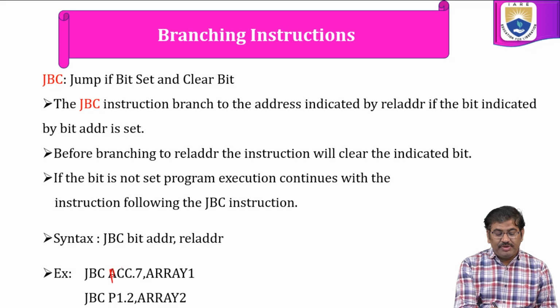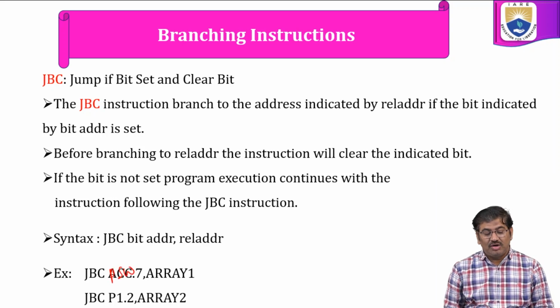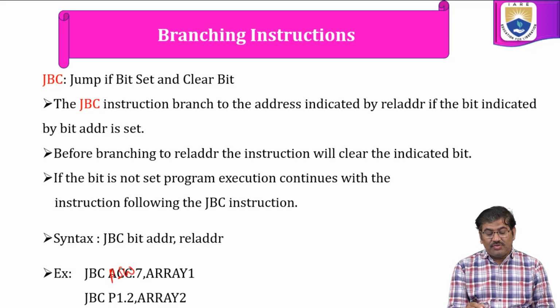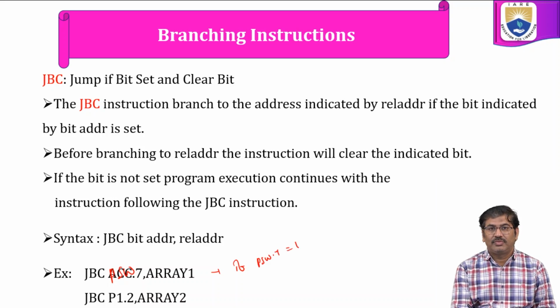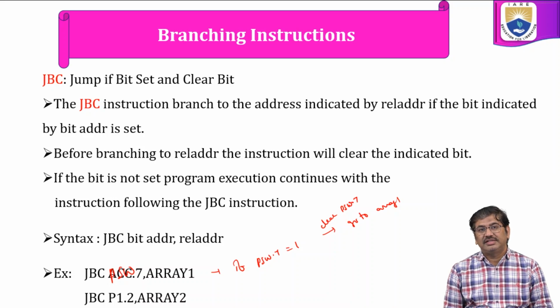Example: JBC PSW.7, comma, array 1. What this instruction will do is, first it will check if the program status word bit 7 is equivalent to 1, then go to array 1. But before going to array 1, it clears the corresponding bit, that is, the PSW.7 bit will be cleared before the control is transferred to array 1.